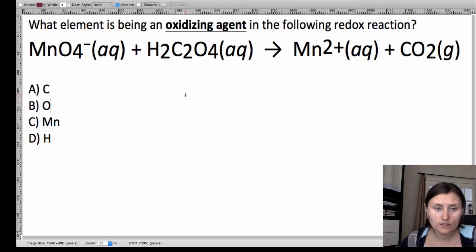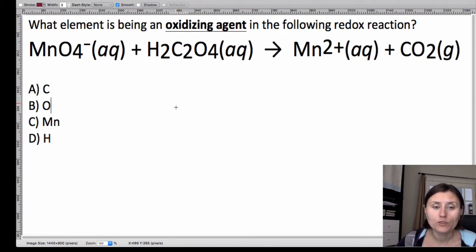Okay, so in this question, which has the same exact equation, the question is different. What element is being an oxidizing agent in the following redox reaction? So in the previous question, it was asking what was being oxidized. And in this case, they're asking what is an oxidizing agent. So it's very easy to make a mistake and assume that it's the same exact thing.